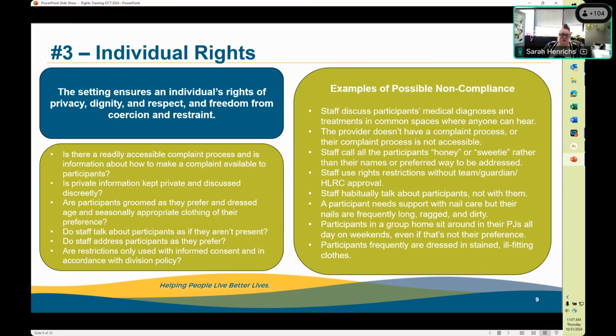So staff use rights restrictions without team, guardian, or HLRC approval. That's going to be not only a violation of all of our division policies, but a violation of this aspect of the final settings rule as well. Staff habitually talk about participants and not with them. That is something that is so common, and not just, you know, staff, like medical providers.